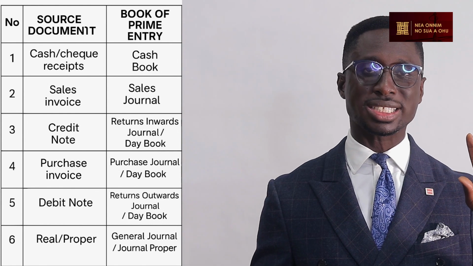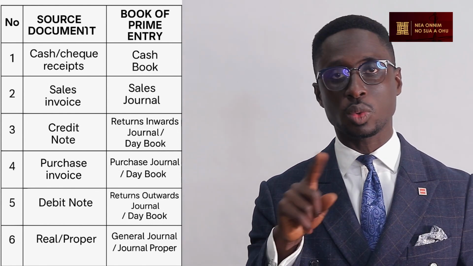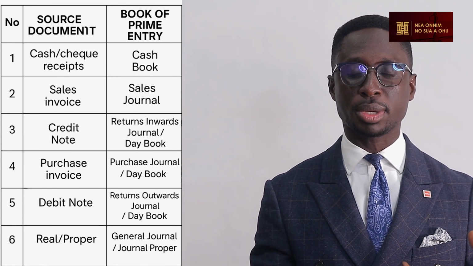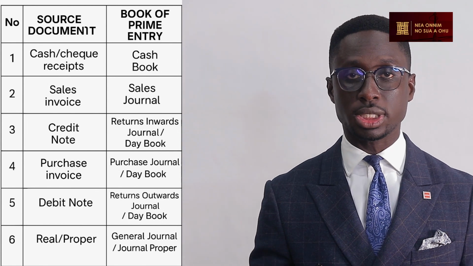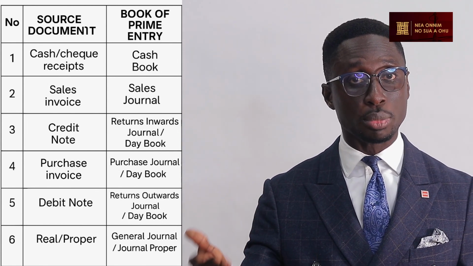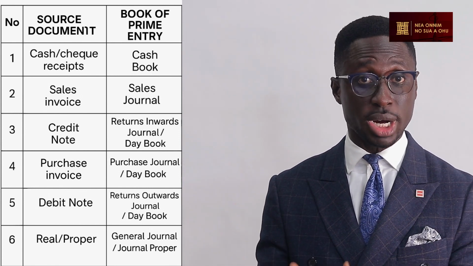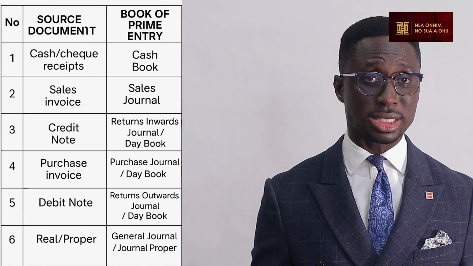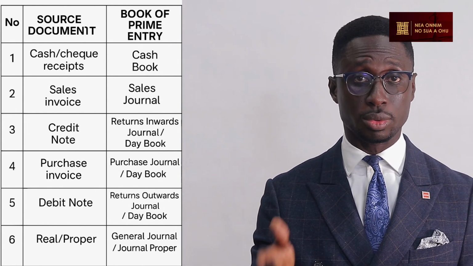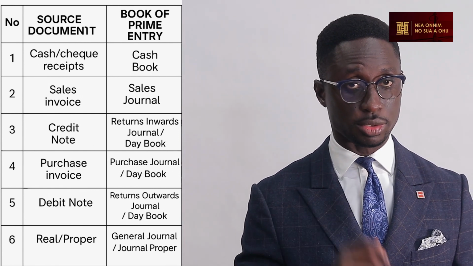Good. So now let's look at the book of prime entry into which transactions in respect of these source documents will be recorded. For a check, bank pay-in slip, or a cash receipt, it will be recorded in what we call the cash book. The cash book is a book of prime entry where all transactions that involve the movement of cash are recorded. So that becomes the book of prime entry.